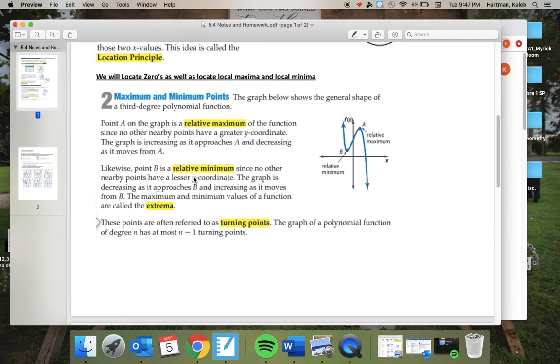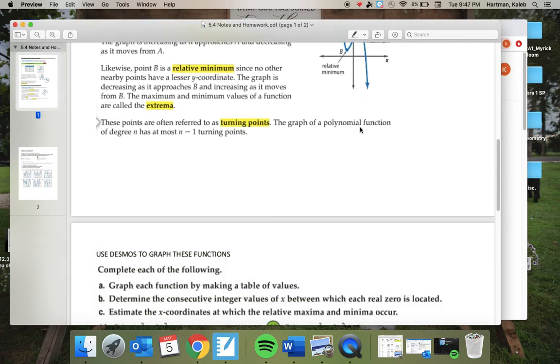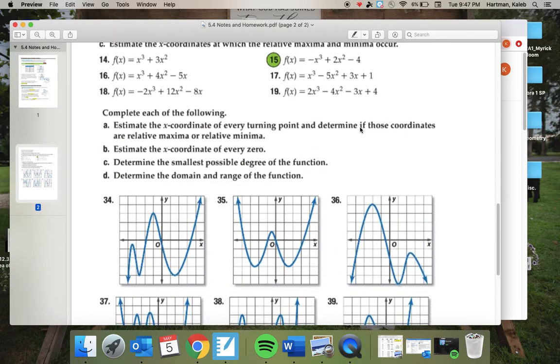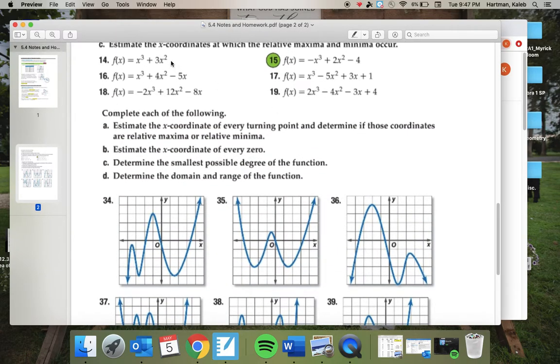Guys, those points are like point B here, a minimum. It's a valley. It's the bottom. It's a turning point, okay? And point A is a relative maximum, a peak, okay? So we're going to be looking for relative minimums and maximums today, all right? And we're going to use this online graphing calculator to graph these functions.